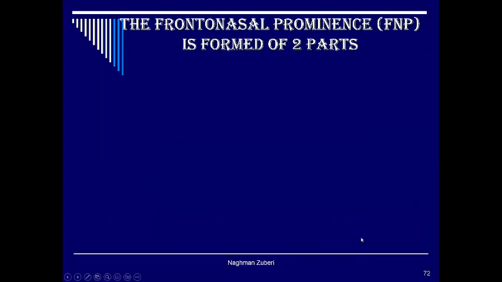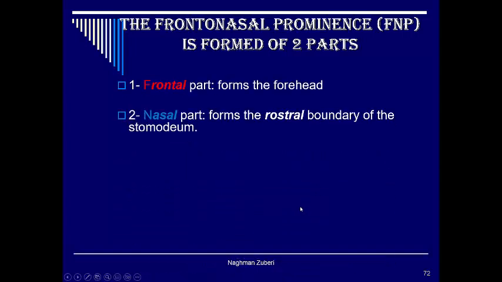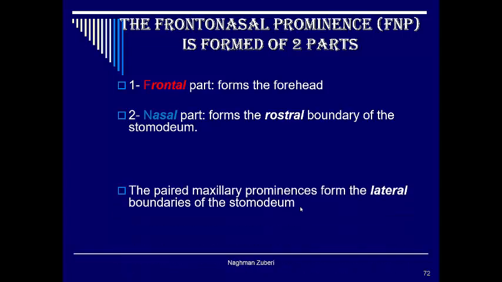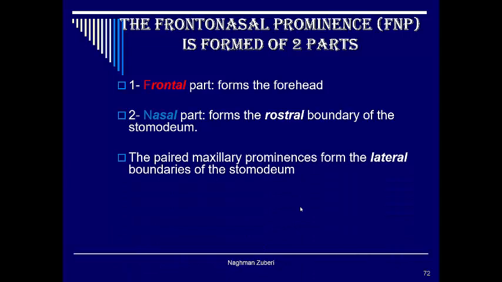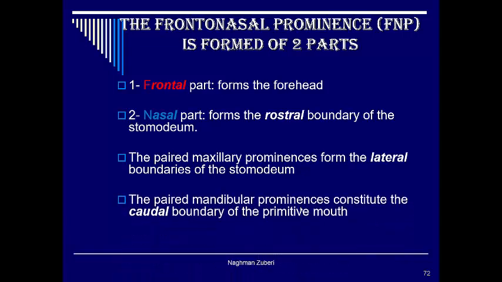The frontonasal prominence is formed of two parts. The frontal part forms the forehead, and the nasal part forms the rostral boundary of the stomodium. The paired maxillary prominences form the lateral boundaries of the stomodium. And the paired mandibular prominences constitute the caudal boundary of the primitive mouth.